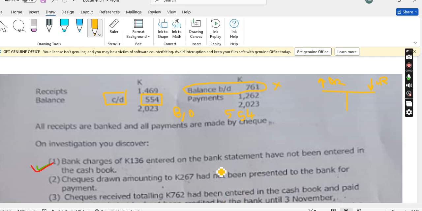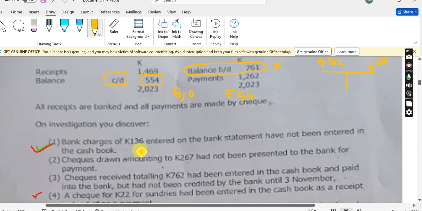So these bank charges of 136, we're going to credit in the cash book, since it's money going out. This is money being paid to the bank. So we credit. Before we go there, have you understood what I've just said here? Yes. What about the others? Are we okay with this?